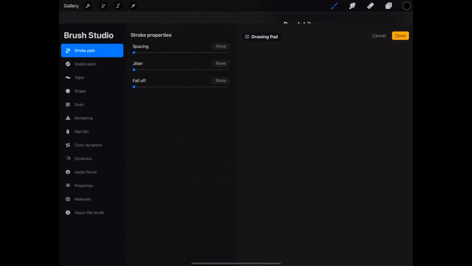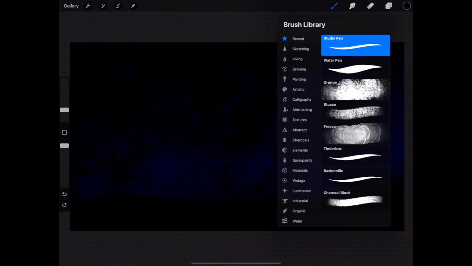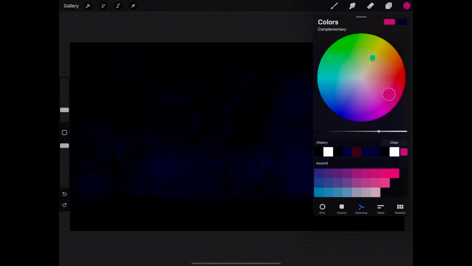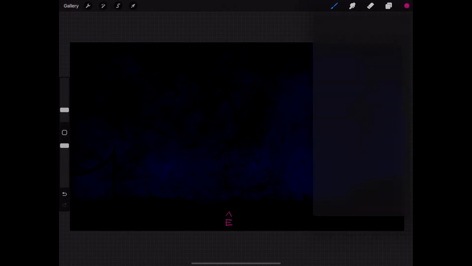Go over here, get the studio pen. And let's pick kind of a high contrast color like this pink. Come down here and we're going to mark on here the direction we're going to be looking. Okay? So right in the middle is going to be the east. E for east. Okay, that's just to help us remember what we're looking at.